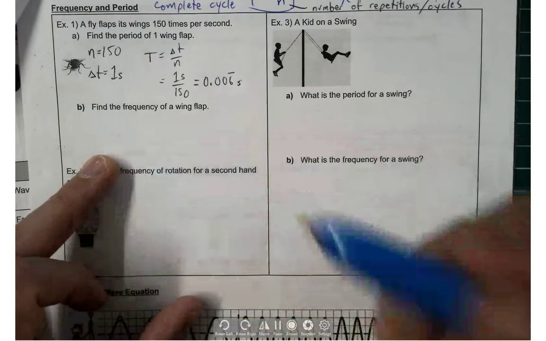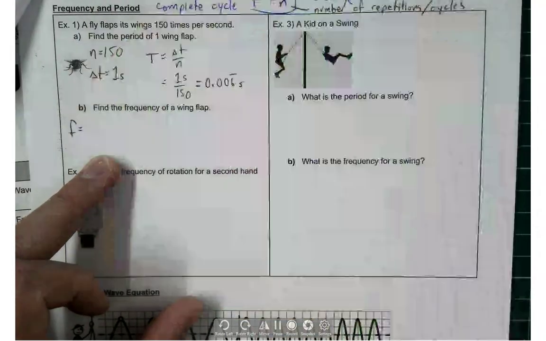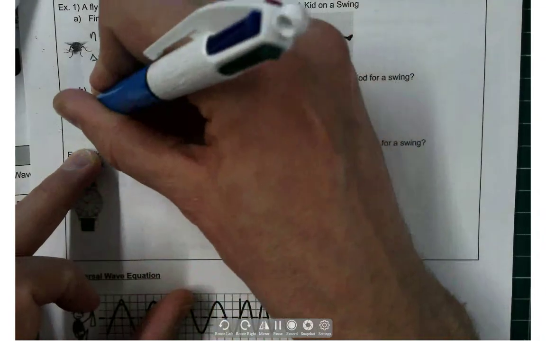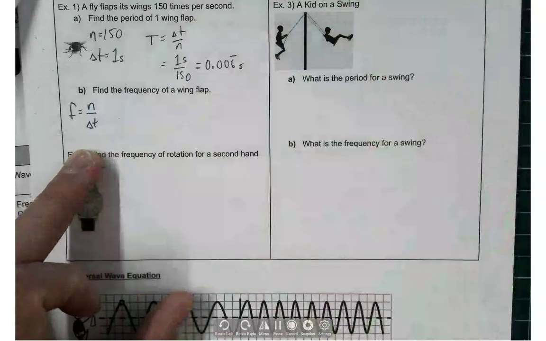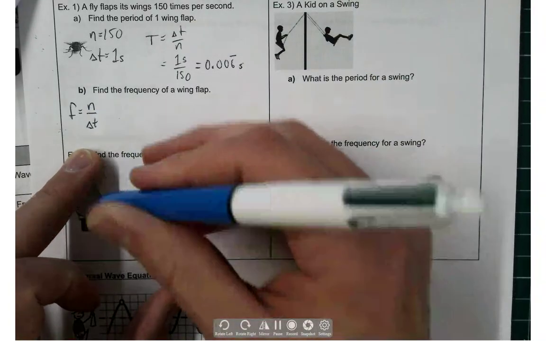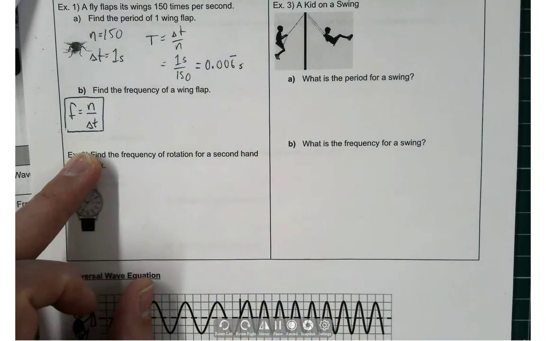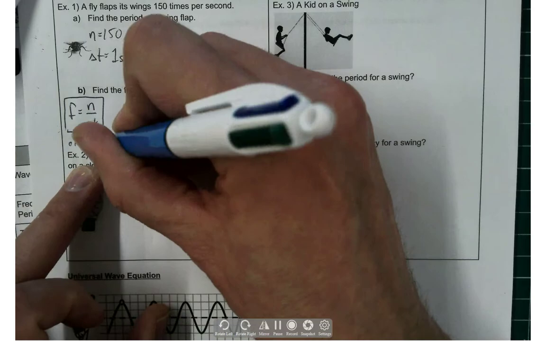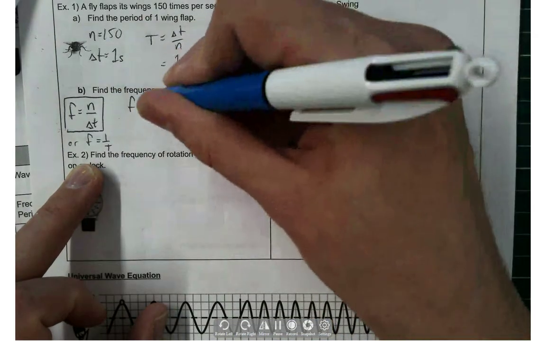Now somebody comes along and says, what's the frequency for a fly flap? That sounds like a tongue twister. The frequency for a fly flap is equal to, now this is something that we should really write another definition for. Frequency is defined as the number of repetitions that occurs in an interval of time. And if you look at that, you're like, oh, so frequency is just the reciprocal of period? Yeah, it is. They're just inverses of each other. So we could say that frequency is just 1 over the period. 100%.